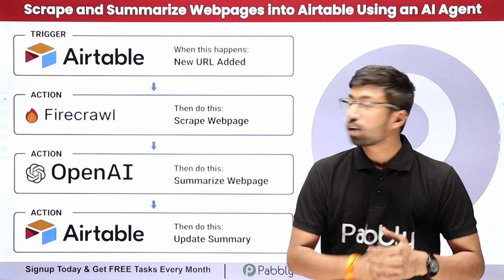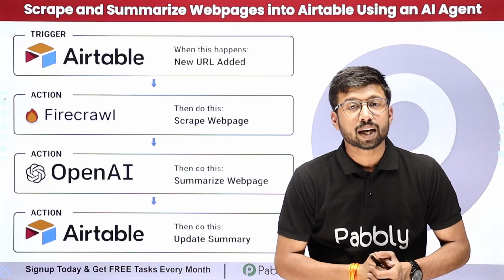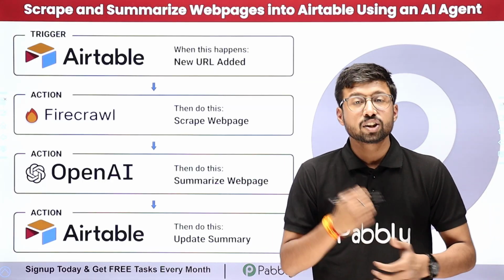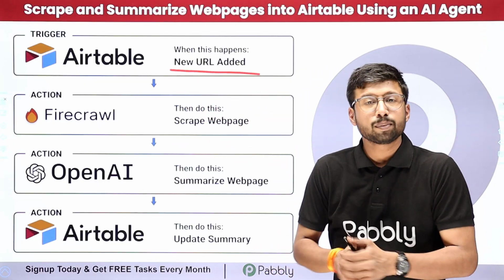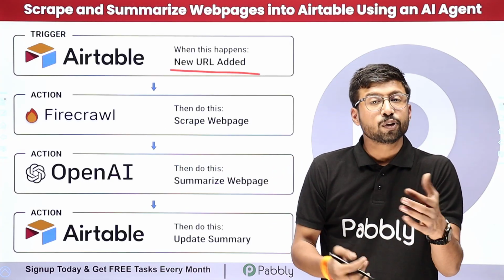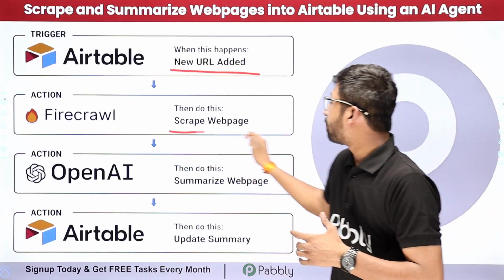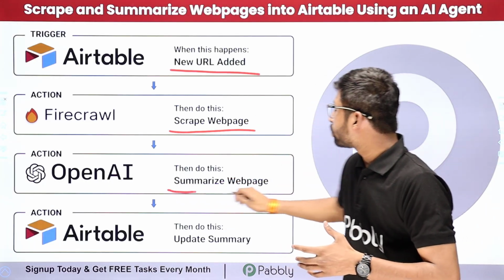So in this video, we are going to learn how to scrape and summarize web pages into Airtable using an AI agent. We are going to build an AI agent using which, just by entering the URL, the link of the web page in your Airtable database, this AI agent will capture the same link and send it to Firecrawl. Using Firecrawl, it is going to scrape that web page, and after scraping the web page content, it will send the same content to OpenAI to summarize it.